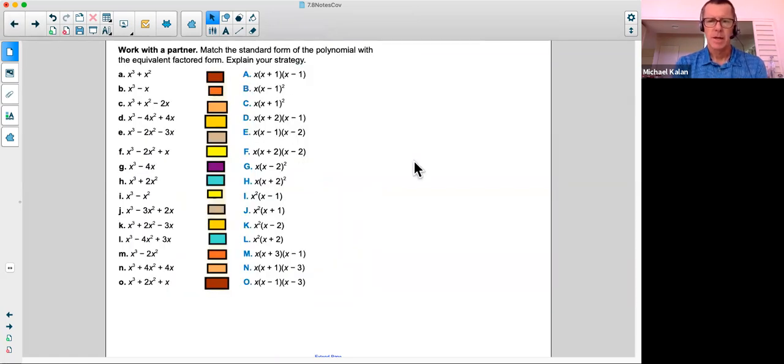Okay, this is a good challenge here. You have to match the factored form on the right side with the multiplied out, or simplified, form on the left side.